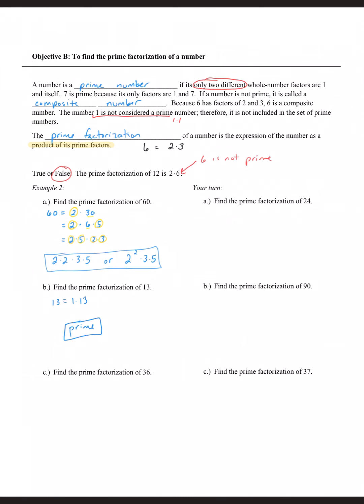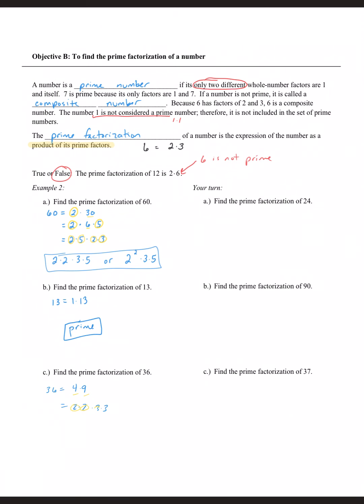The last one we're going to do together is 36. So again, we start with 36. Now we have to find a factorization. We have lots of options here. We could use 4 times 9. We could use 6 times 6. It doesn't matter. I'm going to use the 4 times 9. And then neither of those are prime, but I know I can rewrite the 4 as 2 times 2, and I can rewrite 9 as 3 times 3.